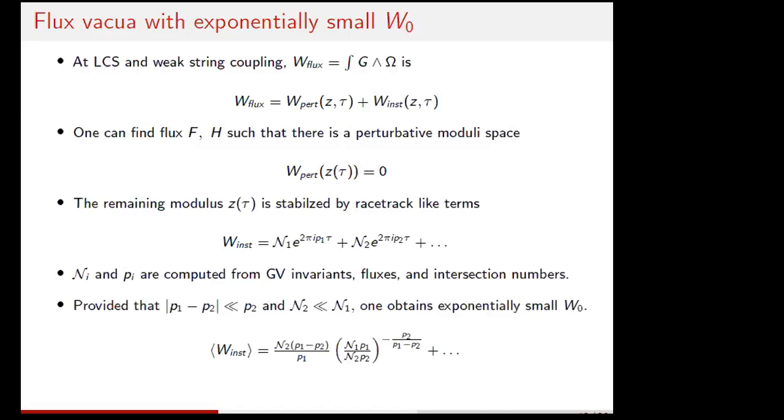Assuming that you have engineered, or have found, a successful racetrack, you can obtain exponentially small W0 at the axiodilaton minimum. As a result of that, the string coupling is also quite tiny, and the mass of the axiodilaton is commensurate to the mass of the Kähler moduli. But this is not a bug, this is a feature, we can totally work with it.